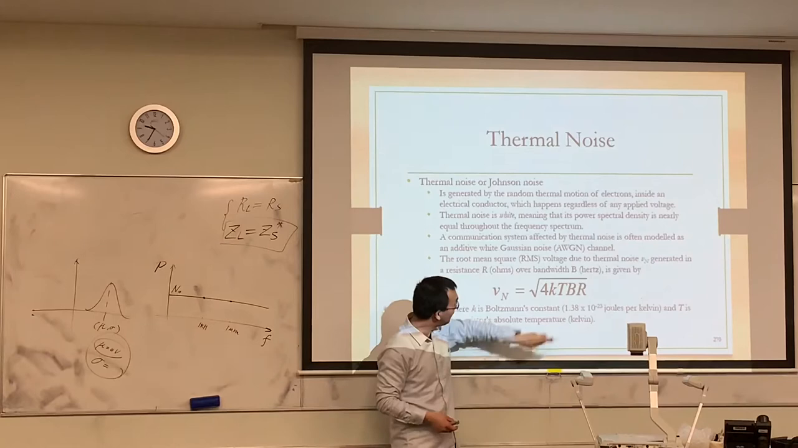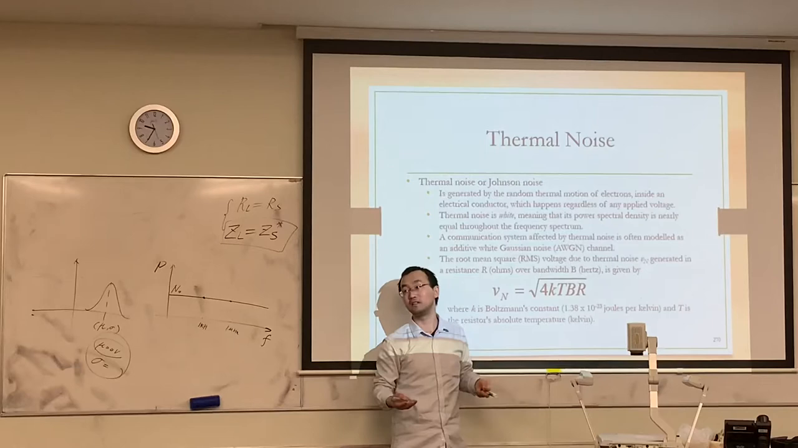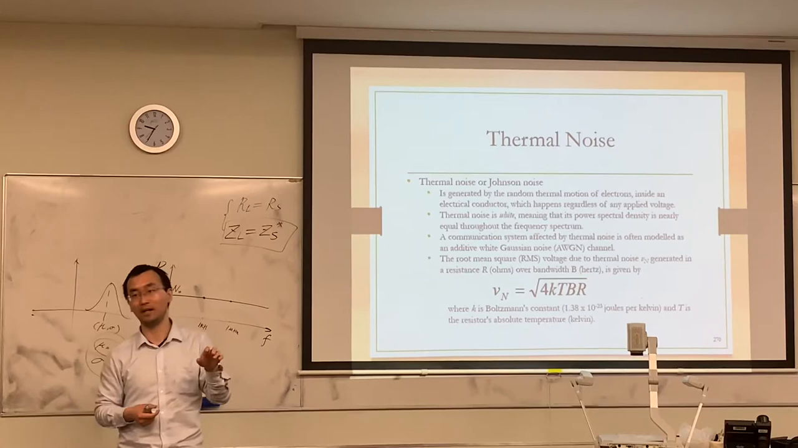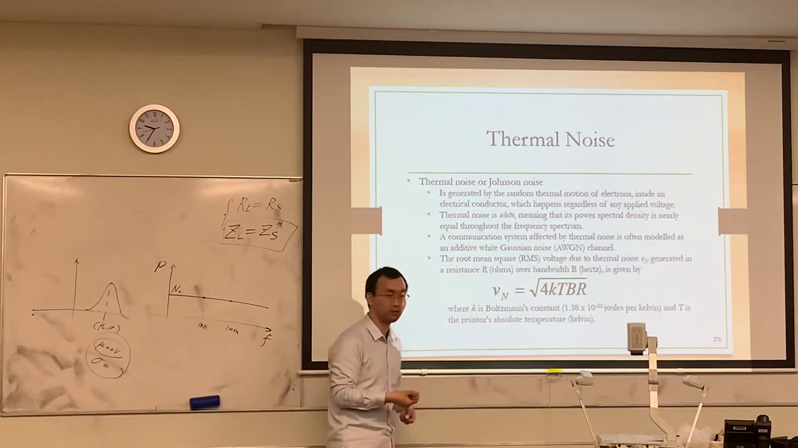How about this one? Bandwidth. The larger the bandwidth, the larger the noise. What does it mean to us? It means you only need to use the necessary bandwidth. For example, if you only need 1 mega, do not use 1 gigahertz. If you need 1 kilohertz, do not use 1 mega, because the less the bandwidth, the less the noise.